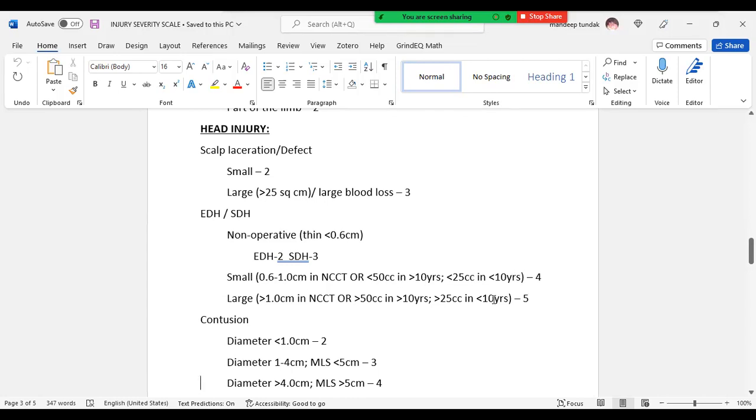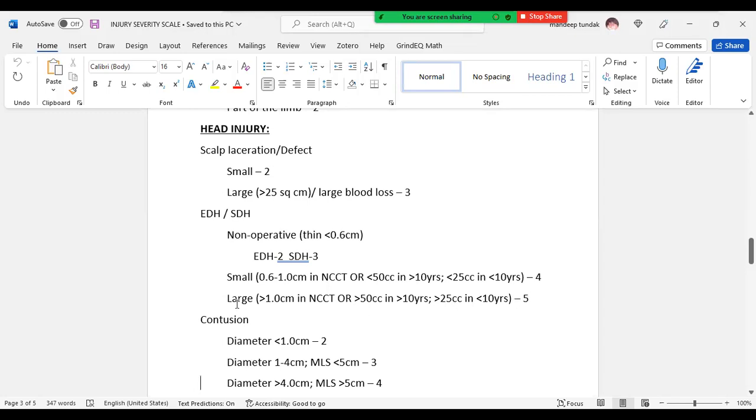If it comes into these small categories of EDH or SDH, the score given is 4. And if it is a large EDH or large SDH, which means the NCCT thickness is more than 1 centimeter, or the total volume is more than 50 cc for more than 10 years and more than 25 cc for less than 10 years, the score given is 5.